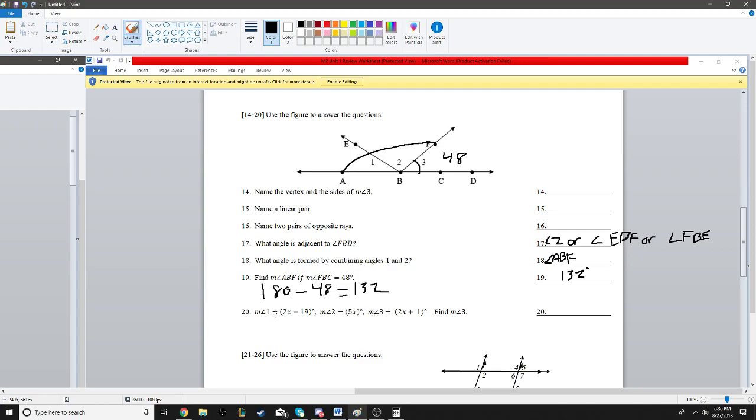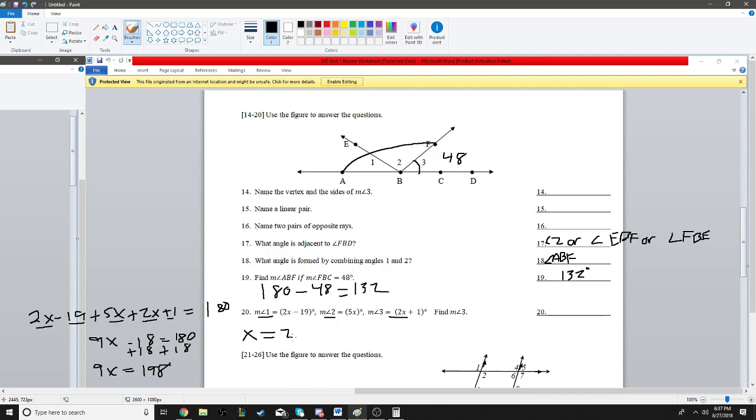Angle 1, angle 2, and angle 3 all make a straight line. So we have to add them all up and set them equal to 180. I'll do this off to the side. 2x minus 19 plus 5x plus 2x plus 1 is equal to 180. So add like terms. You get 9x. Negative 19 plus 1 is negative 18, is equal to 180. Add 18 to both sides. And we get 9x is equal to 198. So therefore x is equal to 22 because you divide.